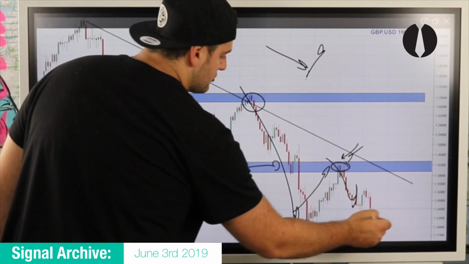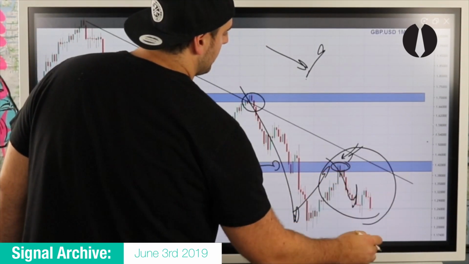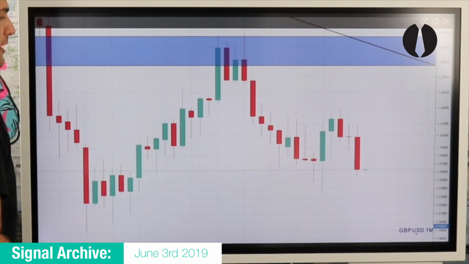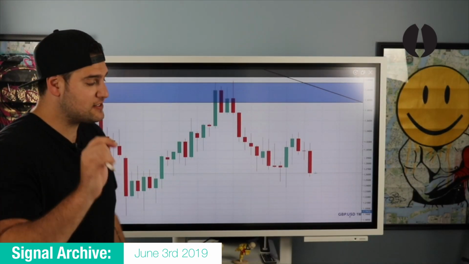And this is where it gets interesting when we take a closer look at price action. So we're staying on the monthly and we're taking a closer look at price action. And what's the first thing I noticed? Okay, we're still on the monthly time frame, and this is where it gets interesting.